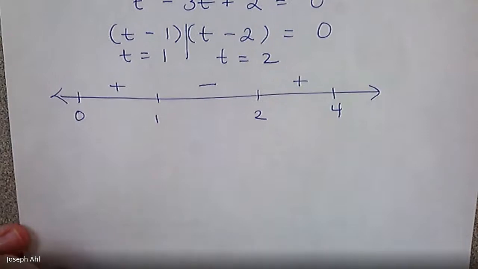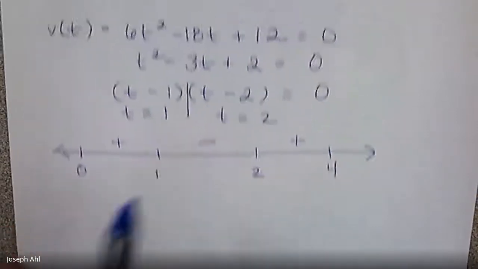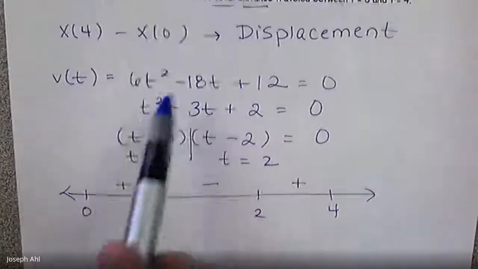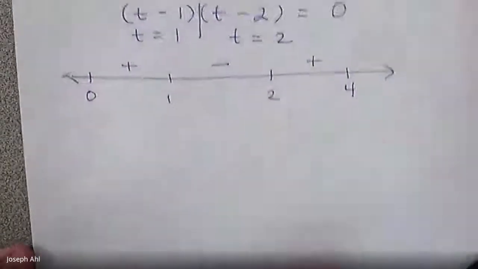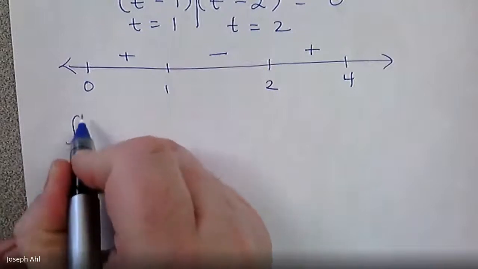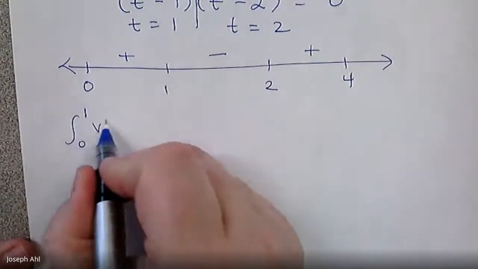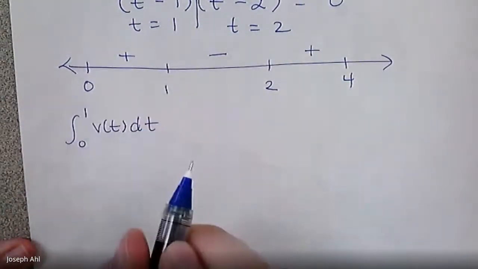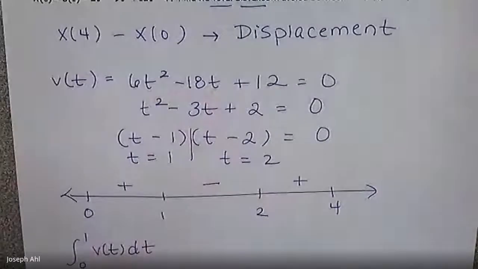So the way you would set up the definite integral in the end is, remember, we're integrating velocity. Integrating velocity would get you back to position here. So because we're positive over the initial interval, we can say it's the integral from 0 to 1 of v of t dt. Okay, our function 6t squared minus 18t plus 12.